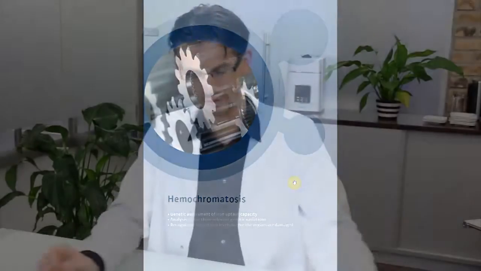And hemochromatosis is a disease whereby a genetic variation causes your body to absorb too much iron from food.